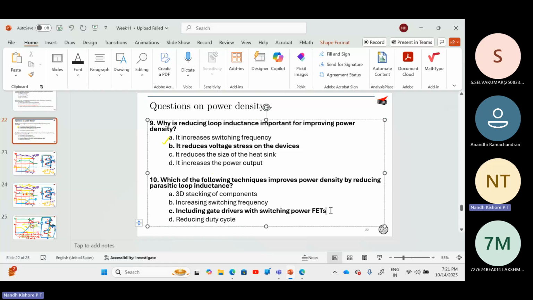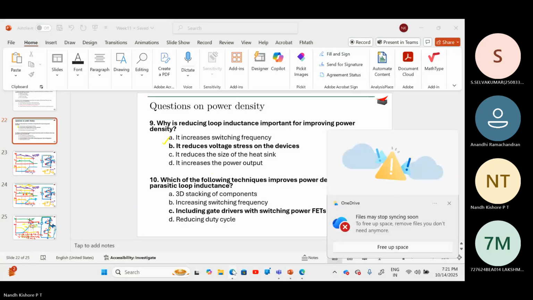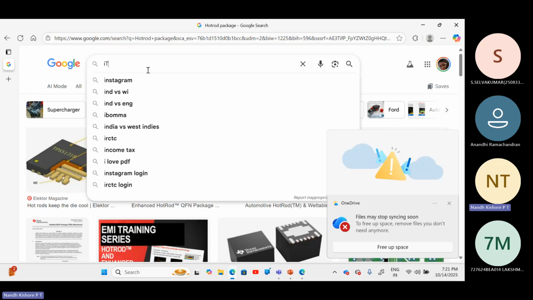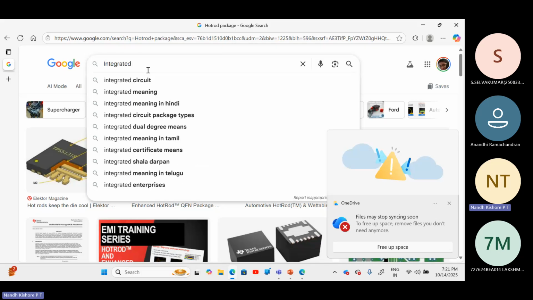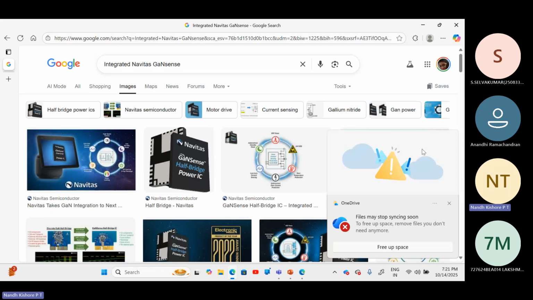So they are integrated, and obviously if you have it integrated within a single package, there will be very low parasitic inductance. I will show you one particular example: integrated GaN from Navitas. I think it is GaNSense. Yeah, something like this.